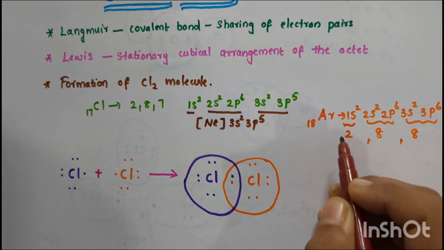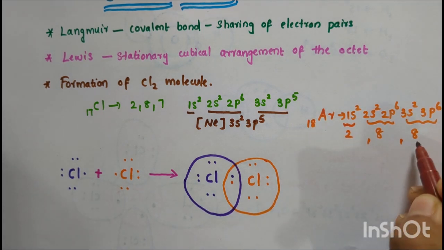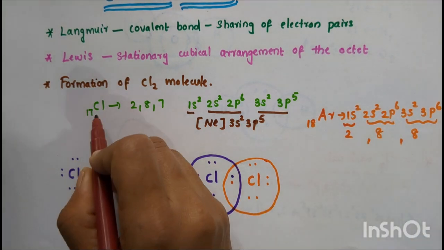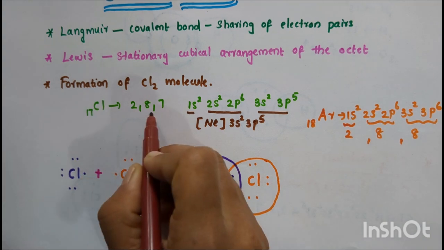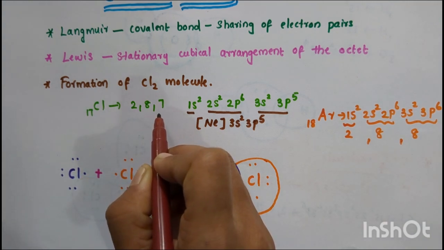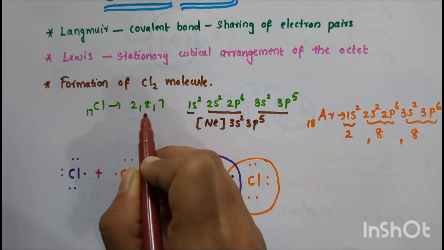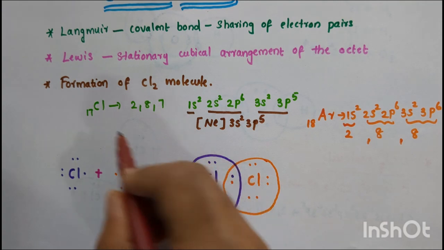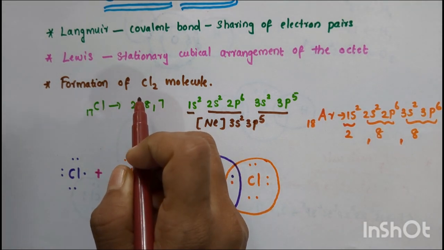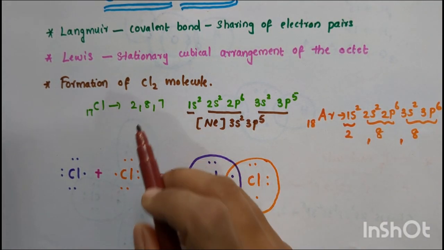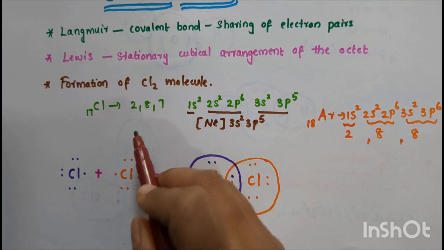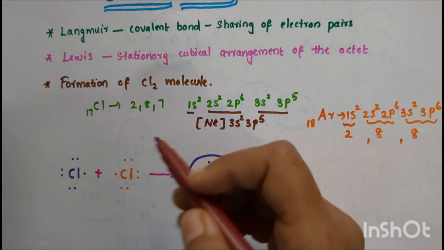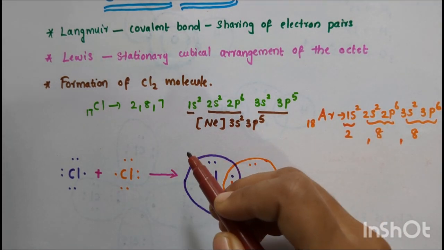Argon is a noble gas. It has 8 electrons in its outermost shell, so it has a stable electronic configuration. A chlorine atom has only 7 electrons in its outer shell, so it requires one more electron to attain an octet, a stable electronic configuration. So when a Cl2 molecule is formed, each chlorine atom has 1 electron less than the stable configuration, so they share a pair of electrons between them. Each chlorine atom contributes 1 electron to the shared pair.